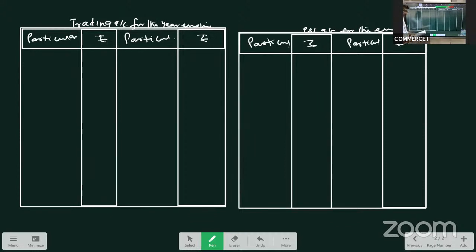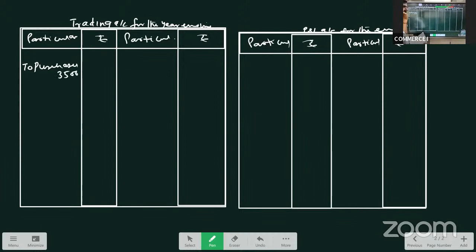Okay. Debtors are an asset. It will go to balance sheet. Cash, asset, balance sheet. Furniture, asset, balance sheet. Purchases we will take in trading account. The amount given is 3,500.